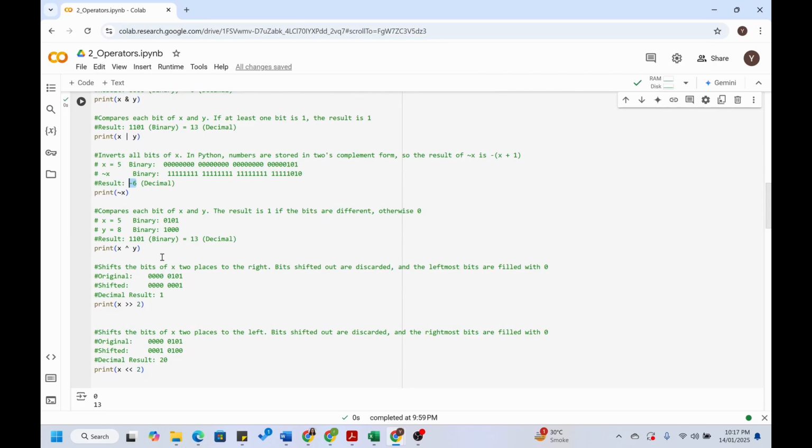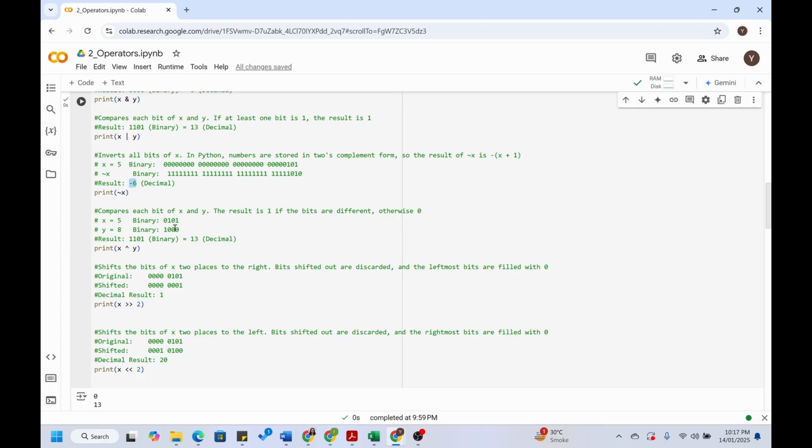Now just move on to the next part, where we are comparing these values with this operator. Now here you can see how we are doing it. The result will be 1 if the bits are different, otherwise it will be 0. So if the bits are different, that means 0 and 1, it is 1, because these are different, so that's why the value is 1.